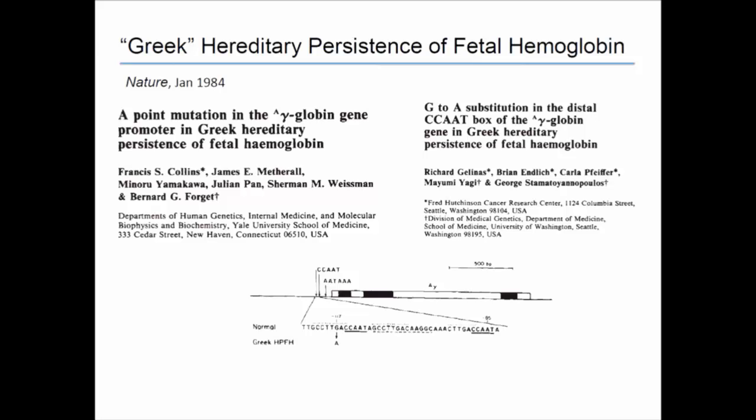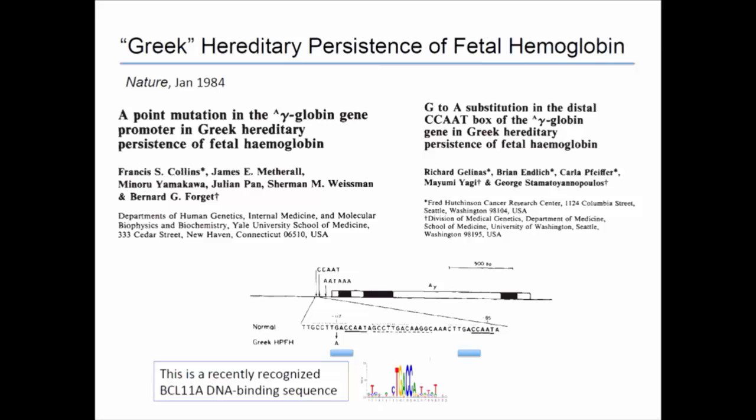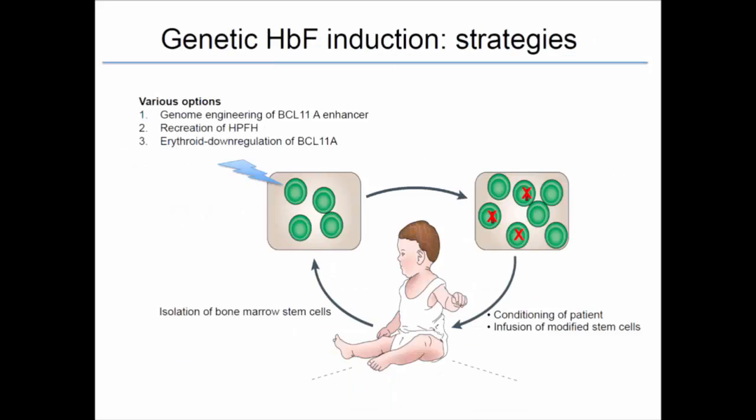But what we've been able to determine over the last number of months is in fact that the preferred recognition site for the protein BCL11A is precisely the sequence found twice within that region. So in fact, what was studied 30 years ago was a point mutation in the binding site for the BCL11A repressor, and the 13 base pair deletion essentially takes out the cis element that that repressor binds. So in a way, we're now closing the circle in terms of the pathophysiology.